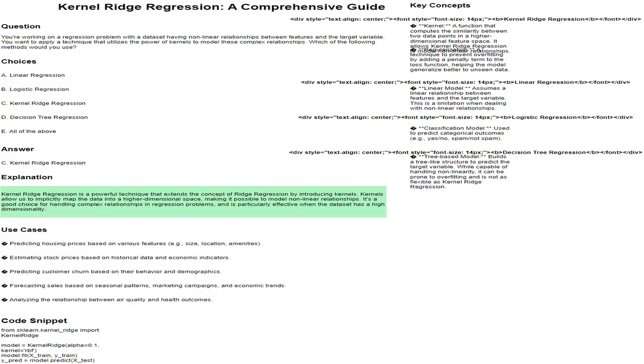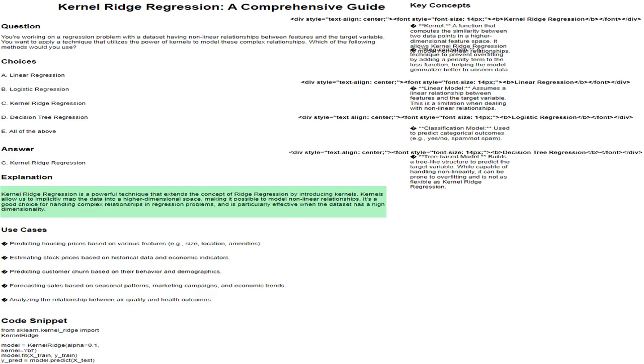Correct. Kernel-ridge regression is specifically designed to handle nonlinear relationships by utilizing kernels. Kernels allow the model to implicitly map the data into a higher dimensional space, enabling it to capture complex patterns. Incorrect. While decision tree regression can handle nonlinear relationships, it can be prone to overfitting and is not as flexible as kernel-ridge regression. Incorrect. Only kernel-ridge regression is suitable for the given scenario.